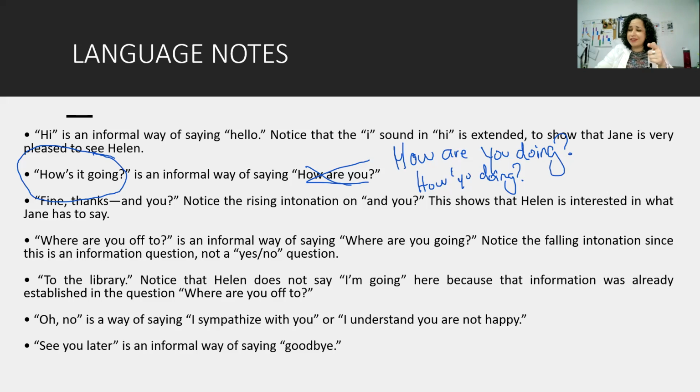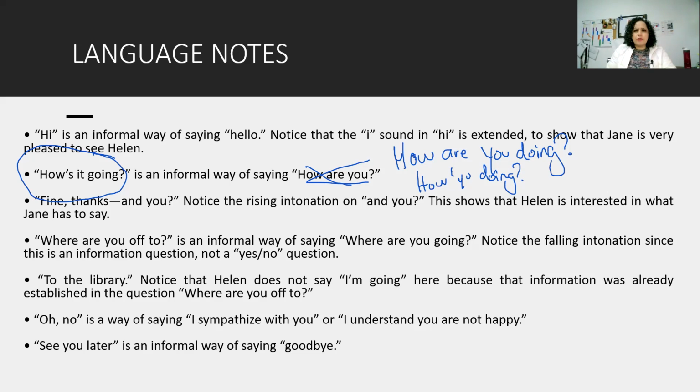So, how's it going? You should be ready to answer. Good, fine, thanks. How you doing? Giving back the question. And you? What about you? Good? Remember those. How's it going and how you doing? How you doing? Because it's the same as how are you doing with the little contraction.